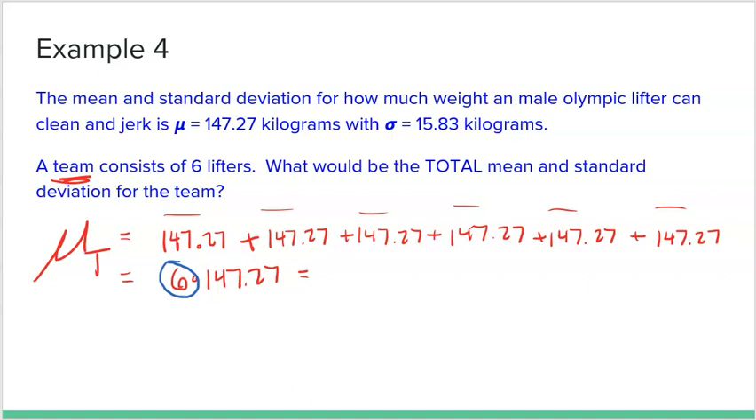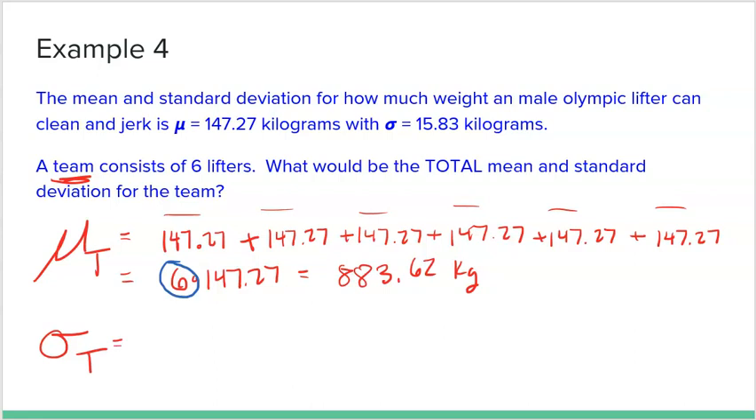So 6 times 147.27 is 883.62 kilograms. So if I have 6 lifters on my team, I would expect them to lift a grand total of 883.62 kilograms. All right, but that number is going to vary, right? Because not every lifter is going to be exactly the same, so the total is probably going to have a little bit of variation. That's where standard deviation comes in.